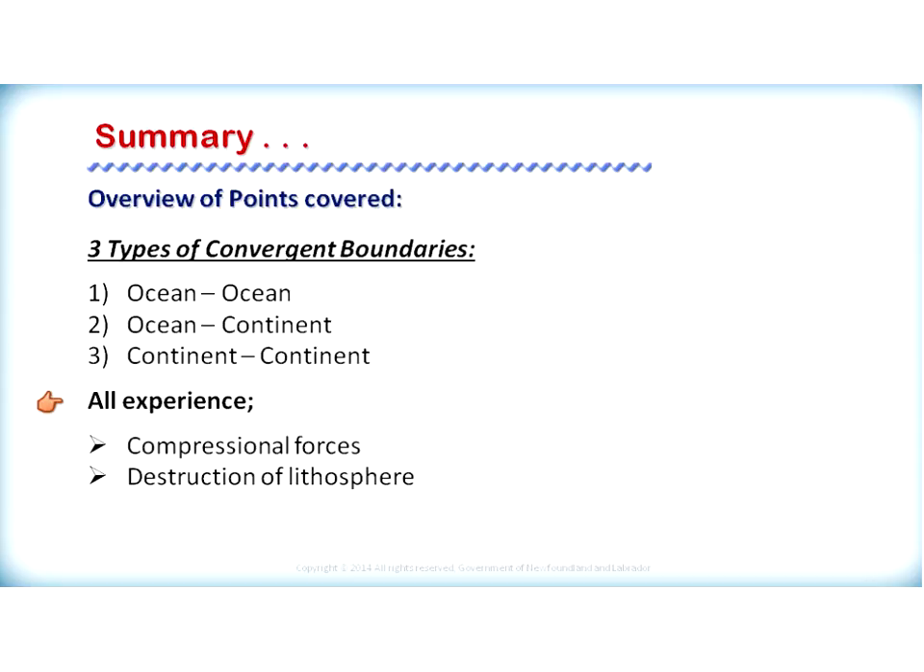All three types of convergent boundaries would experience compressional forces and also experience the destruction of the lithosphere. So these points are the main points seen along the three different types of convergent boundaries: ocean-ocean convergence, ocean-continent convergence, and continent-continent convergence. You should know how to recognize these three different diagrams for when you answer questions on your exam.